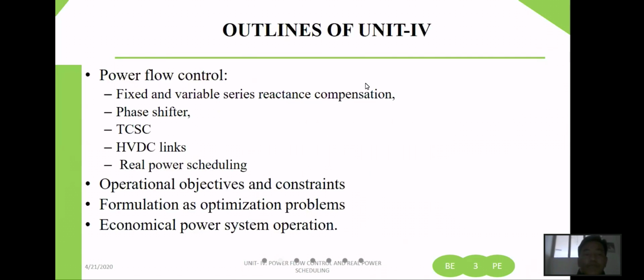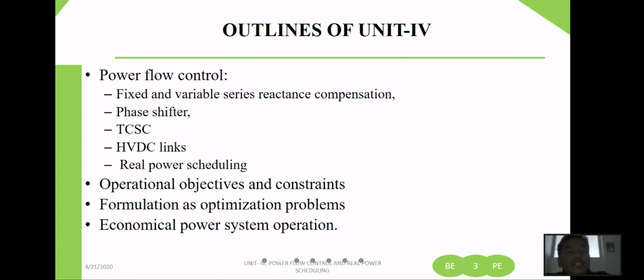Before we start with power flow, let's see the outline of unit 4. There are four topics under it. The first one is power flow control using fixed and variable series reactance compensation. Already you know series fixed and variable reactance compensation. Then another one is the phase shifter. We'll phase shift for three phase and see how power flow can be controlled.